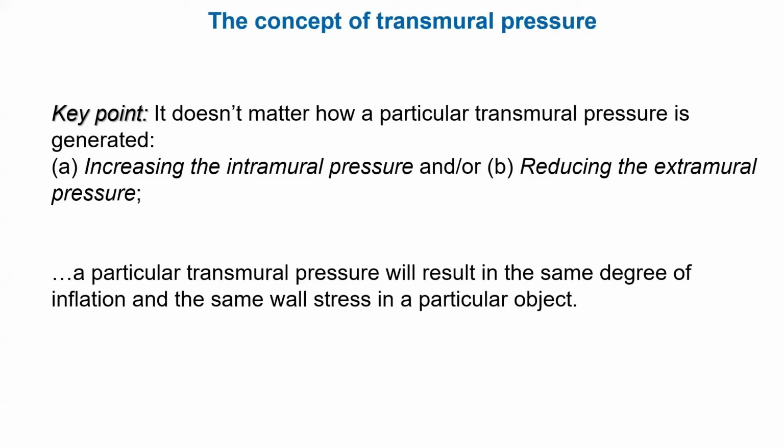So a particular transmural pressure will result in the same degree of inflation and the same wall stress in a particular object. Say, for example, the guy in the experiment blew up the balloon so that the balloon had 50 cc of air in it, just a random number. If I was to pump in 50 cc of air in the balloon, the degree of stress on the wall of the balloon would be absolutely identical to this experiment. So it doesn't matter how you create the transmural pressure. What matters is what the transmural pressure is. All right, any questions? Because this is probably the most important part of today.